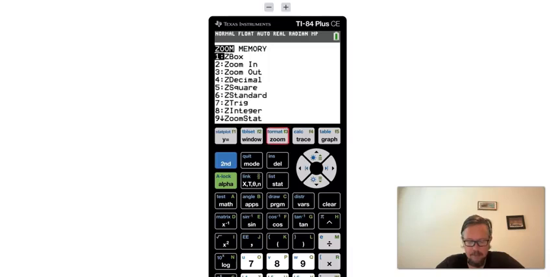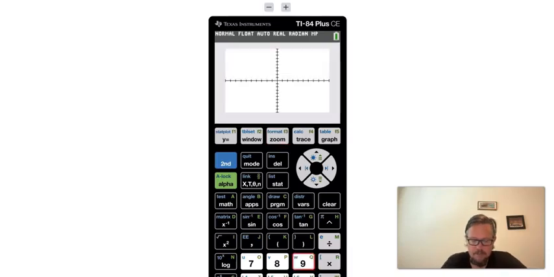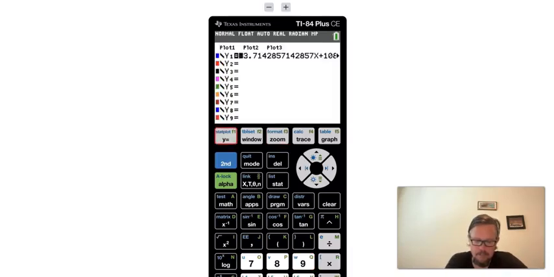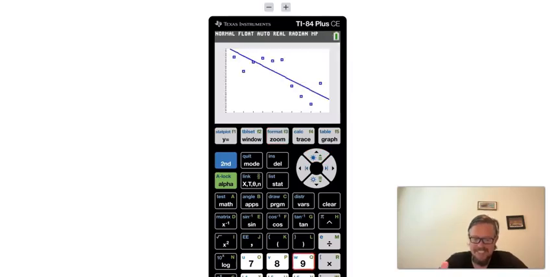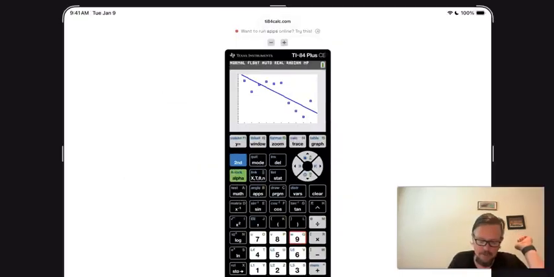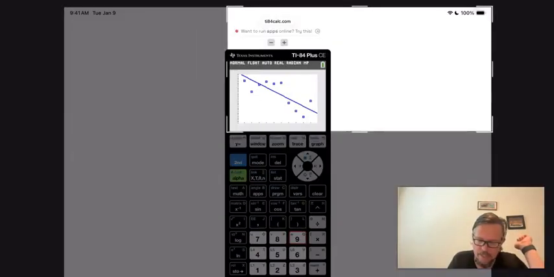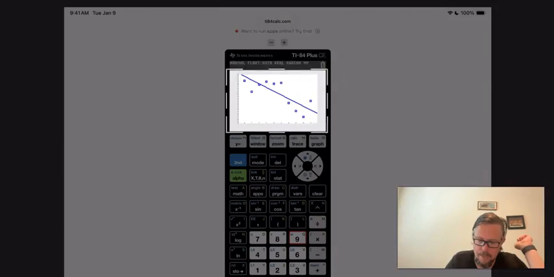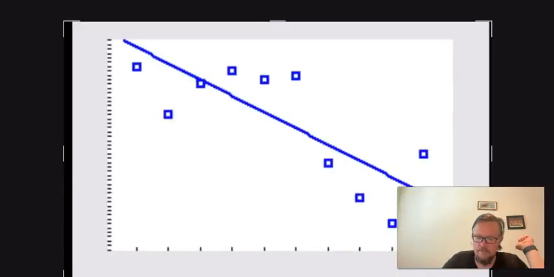I'm going to do zoom 9 for our graph. Oh, whoops, I probably need to turn on plot 1. Yep, okay, zoom 9. And there we go. So this is a negative correlation. And the line does seem to go through the middle of the points, just like that. And so that's a pretty good line. Let's go ahead and screenshot this. I'm going to put it in our notes here.